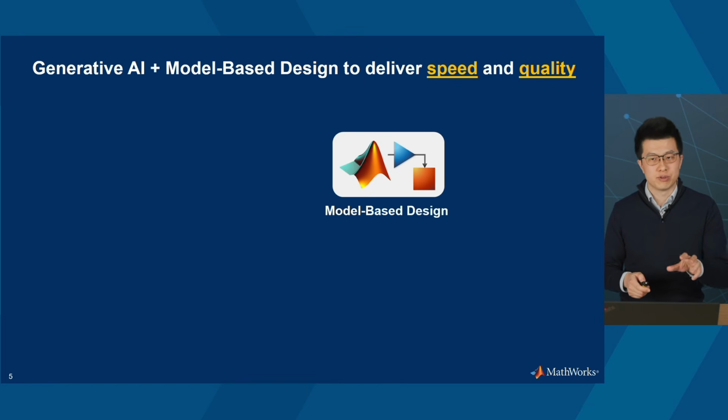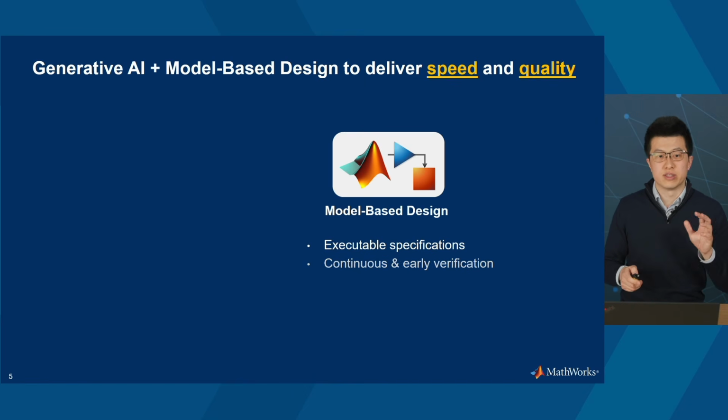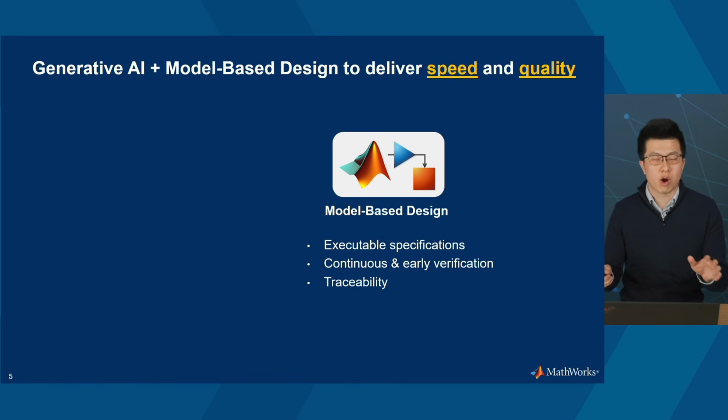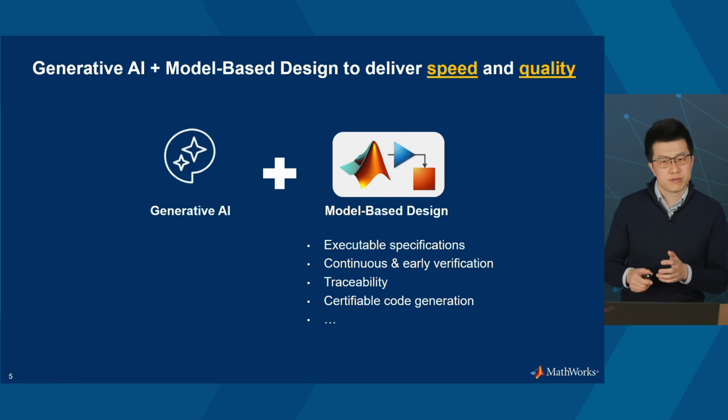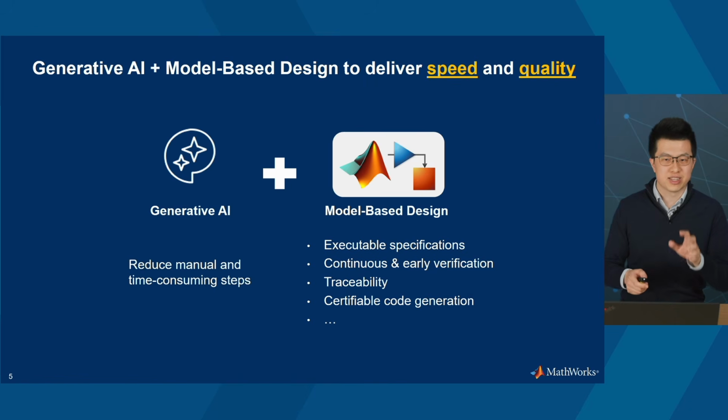Model-based design already gives you the quality framework. Models are executable specifications. You run continuous verification to catch errors early. You have traceability all the way from requirements to your models and to your generated code, certifiable code generation, and more. So that's the foundation. It's what makes Simulink the standard for developing safety-critical applications across many applications. What generative AI adds here is speed. It helps accelerate the parts of the workflow that are manual and time-consuming. Tasks that used to take hours or days now take minutes.